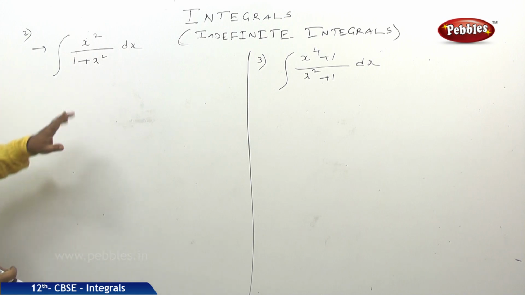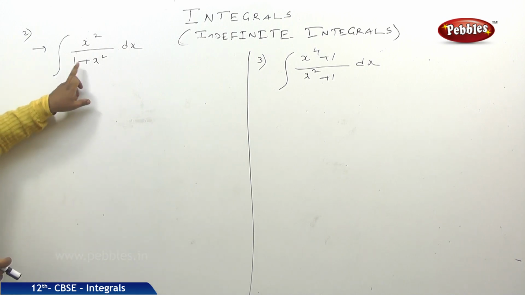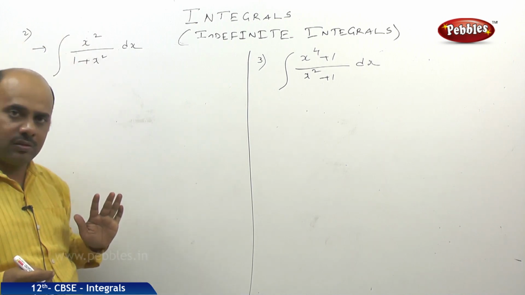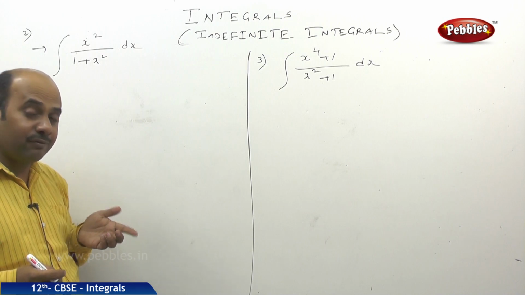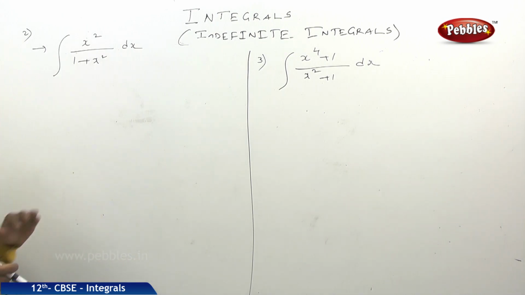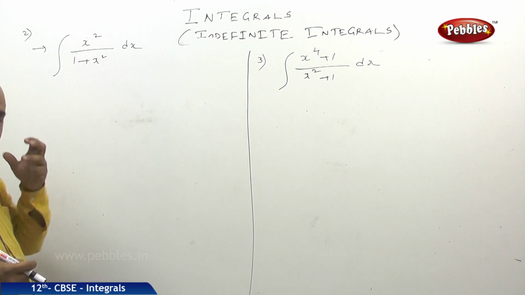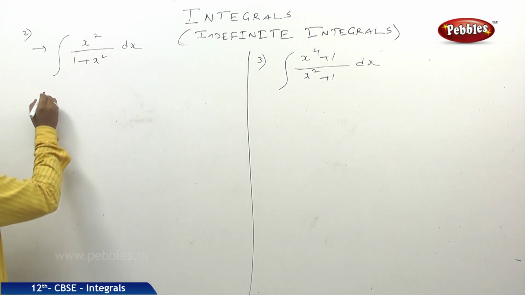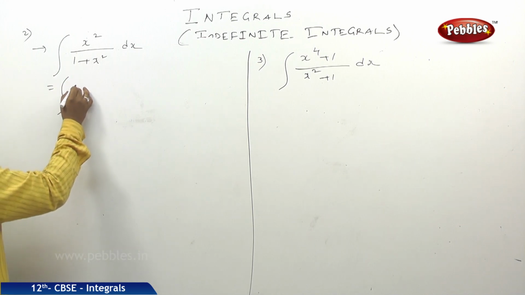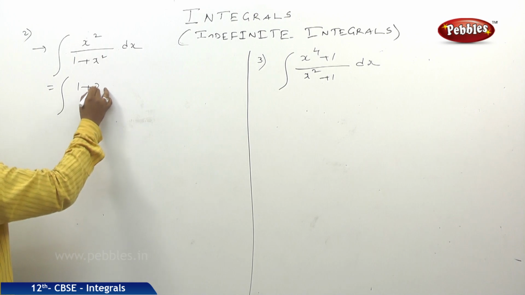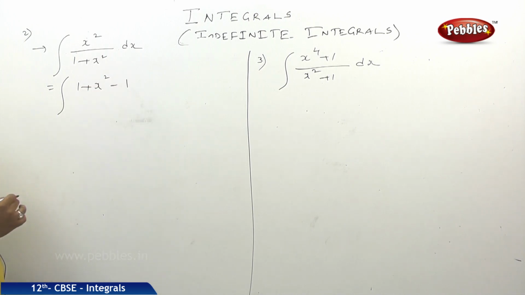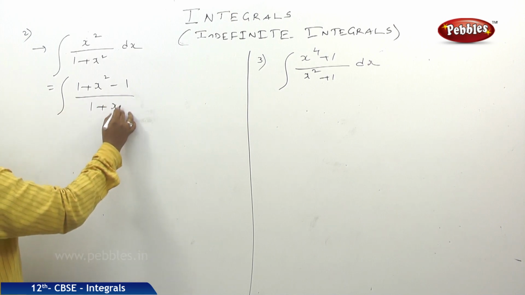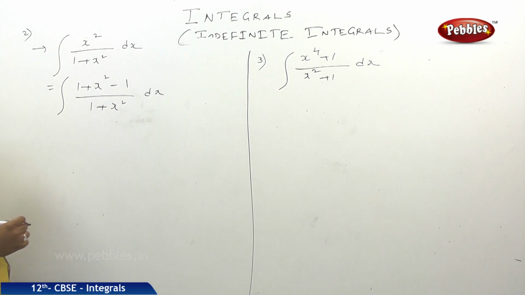How we can think, I'll give a tip. Here 1 plus x square is there, but in the numerator there is a term x square. So for x square, if I add 1 and subtract 1, I think we get a beautiful result. Everyone observe carefully: I will add 1 to x square and subtract 1, so that there is no loss to our function. And the denominator is 1 plus x square dx.